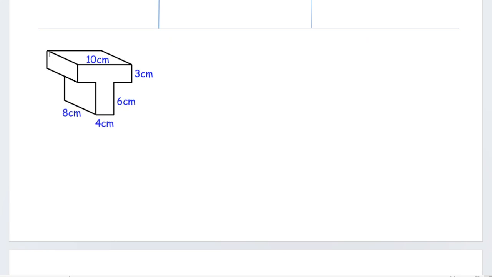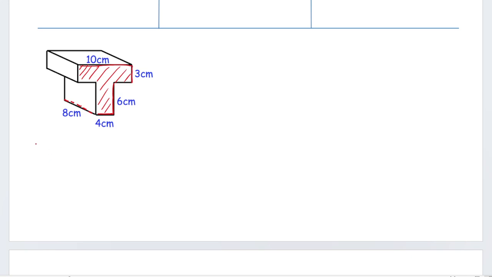It can get a little more complicated though, because we can have a situation like this. So what's going on here? Well, 10 is the top here. We've got 3, we've got 6, we've got 4, and 8 is going along there. Well, this is still a prism. We've got our base at the front here, and I can calculate the area of that base, no problem.